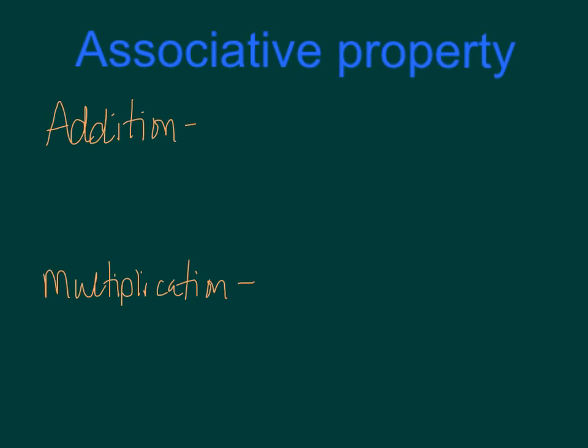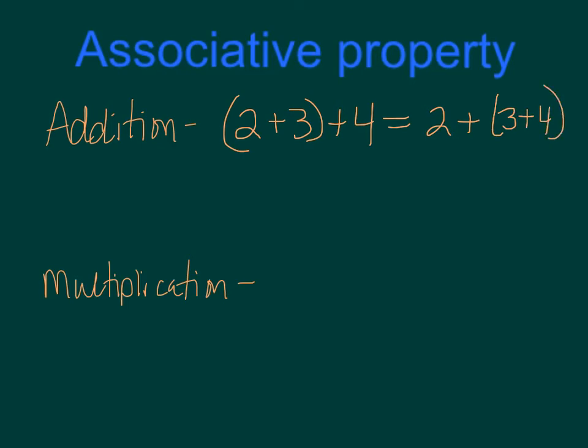Associative property. Associative property changes the grouping. So the associative property of addition would be like 2 plus 3 plus 4. I'm going to take 2 plus 3 first, then I'm going to add 4. It doesn't matter, you can change the way you group. So on the right side, I'm taking 3 plus 4, then I'm adding 2. But either way, I'm going to get the same answer.